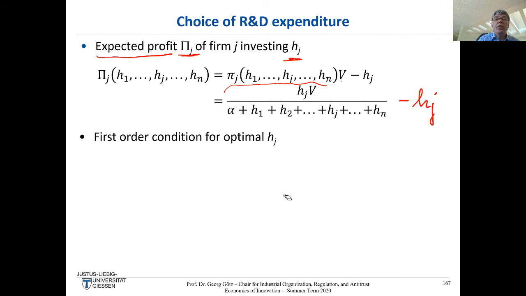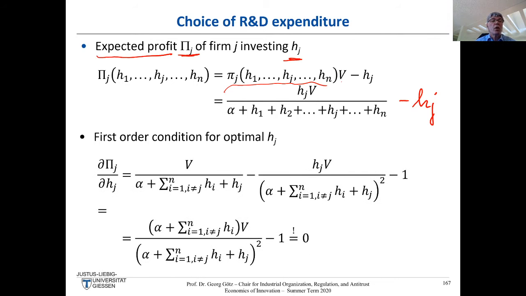Okay, now here we derive the first order condition, very straightforward. Of course, the point is here, if we take a derivative with respect to hj, we have hj both in a numerator as well as in a denominator, so we have to apply the product rule, or is it the quotient rule in English? I don't know.